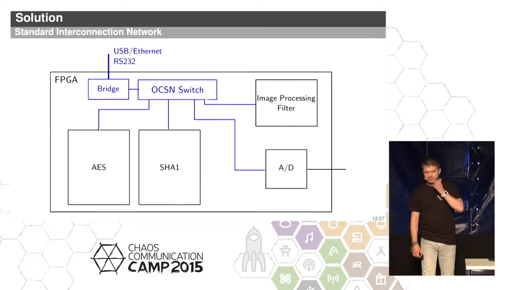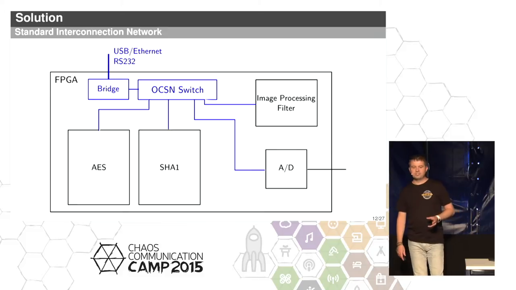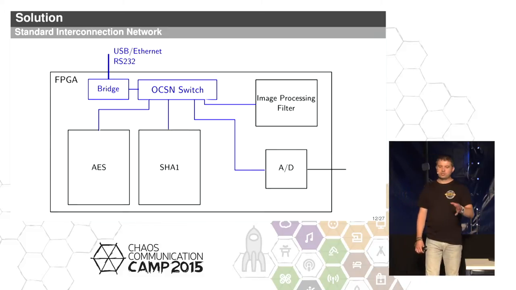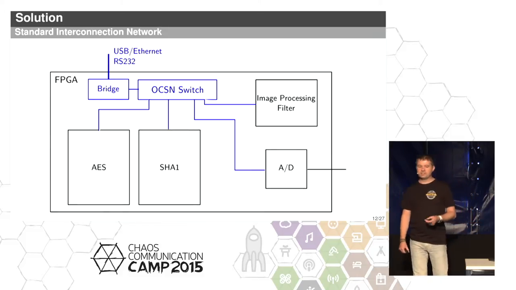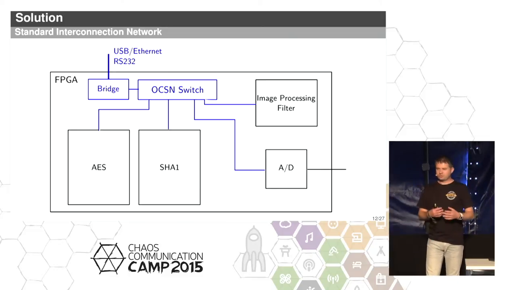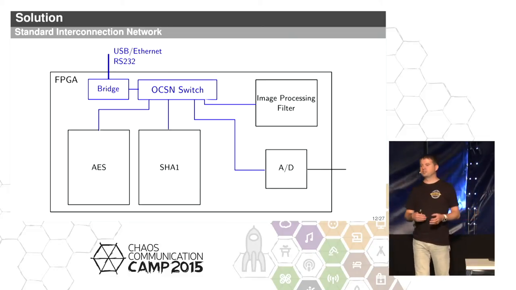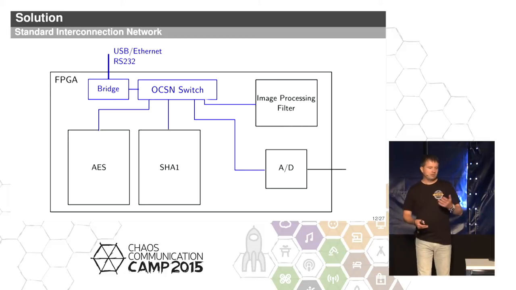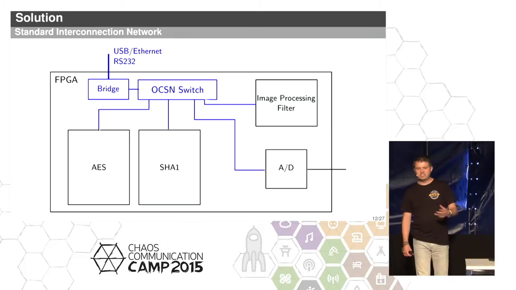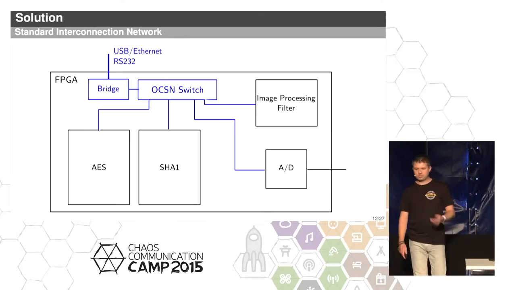So you can see here the general design of this network. You have a switch connected to different kinds of components, and you have a bridge which abstracts the used interconnection scheme. At the moment, USB is not supported, but Ethernet and RS-232 are supported.